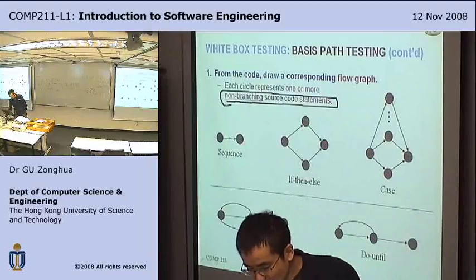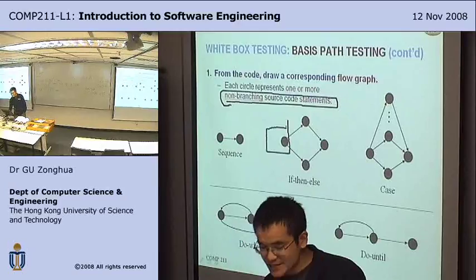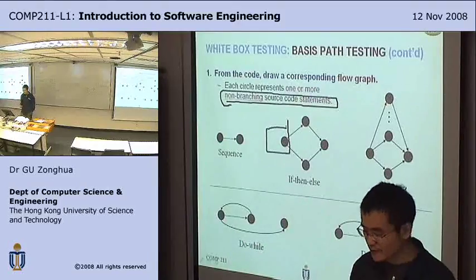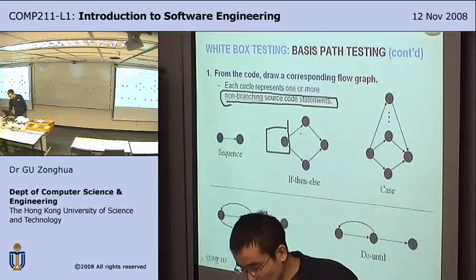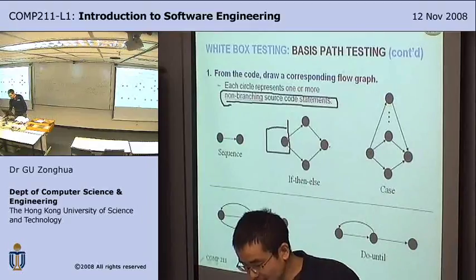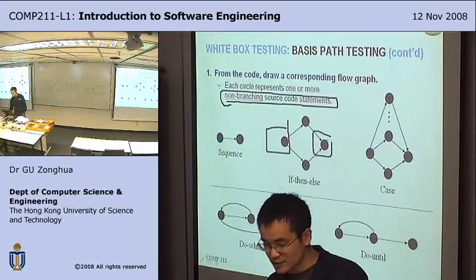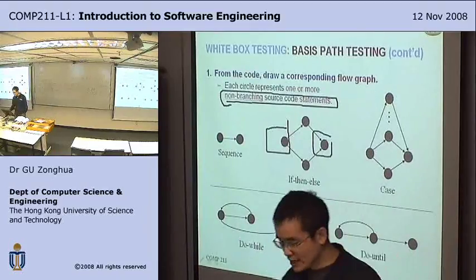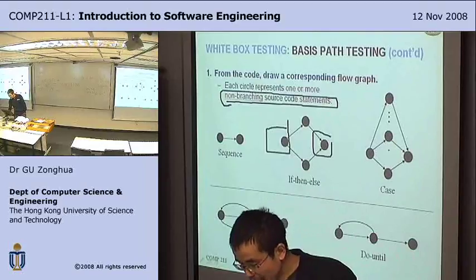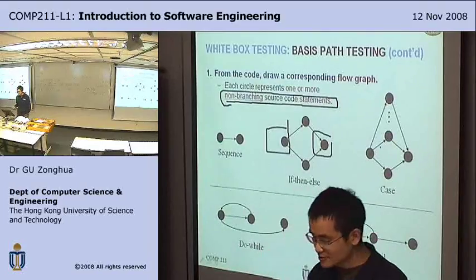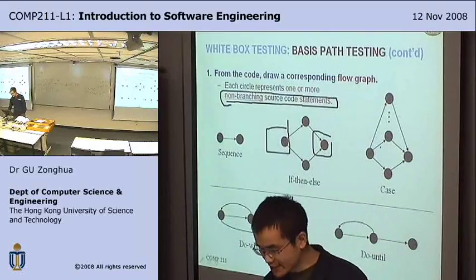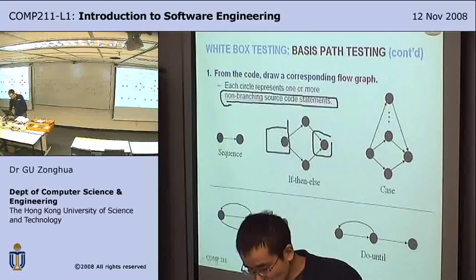So this is a sequence. This is the if-then-else, where this node is perhaps the if statement, in combination with all the statements before the if. One is the true branch, one is the false branch, and this node is the collection of statements after the if-then-else. And case is a generalized if-then-else, where you have more than two branches.